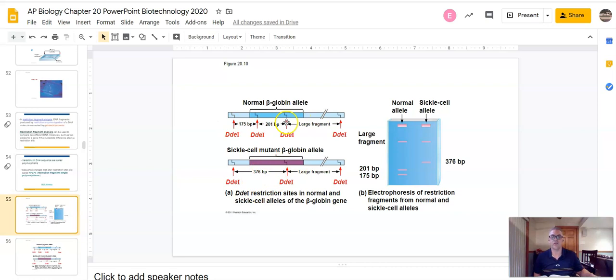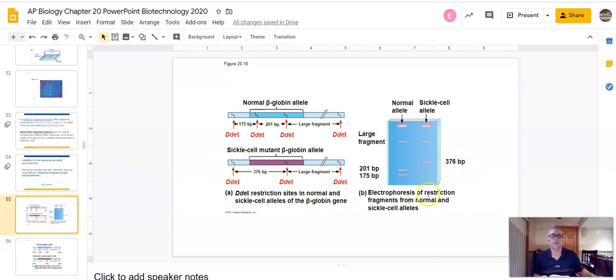So that change in that sequence, when we use these restriction enzymes, this fragment doesn't cut where it normally would cut. So you notice that the size of this fragment is 376, whereas in persons that don't have this, they have a cut, so they have a 175 and a 201, and as a result of that, that's going to give us a bigger fragment.